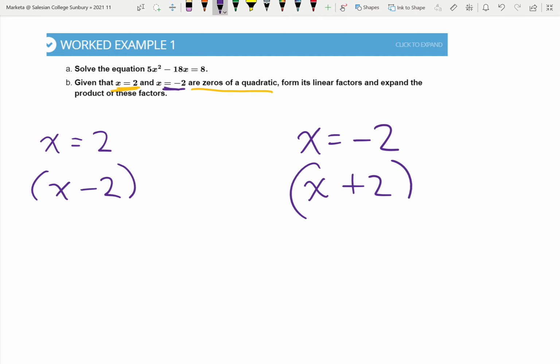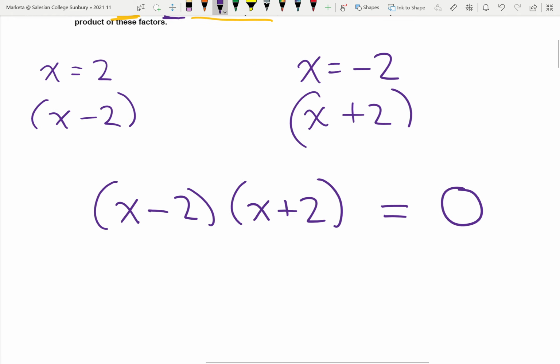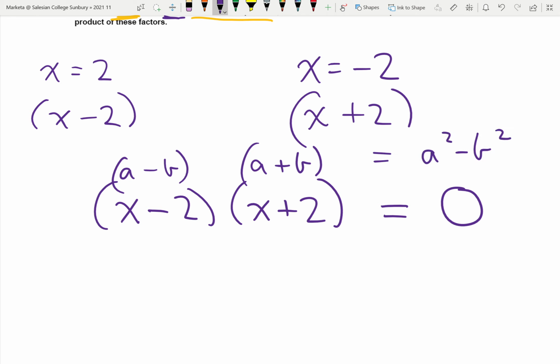So in other words, our expression here would be x minus 2 and x plus 2. And actually it's an equation, it equals 0. So now we can expand that. They want us to expand the product. All right, let's do it. We can do this in two ways. The first way would be to identify the rule, and this would be a minus b, a plus b. And we know that a minus b, a plus b is a squared minus b squared. So that would be x squared minus 4.